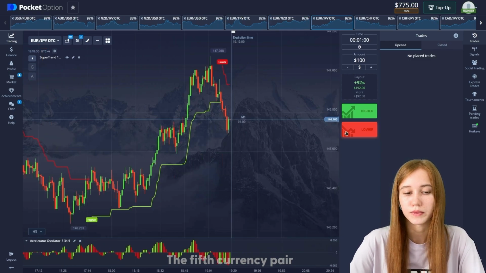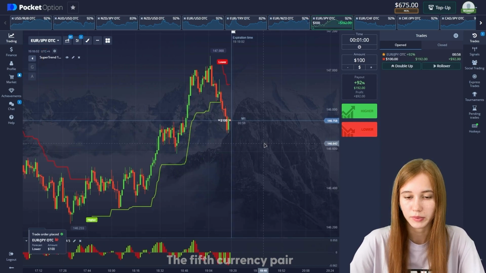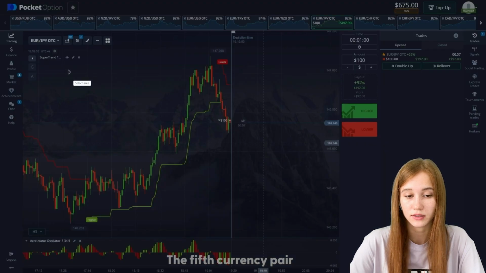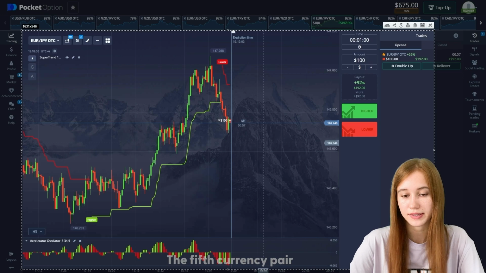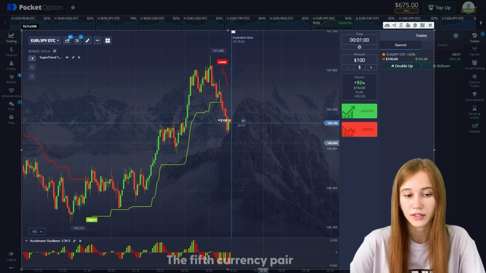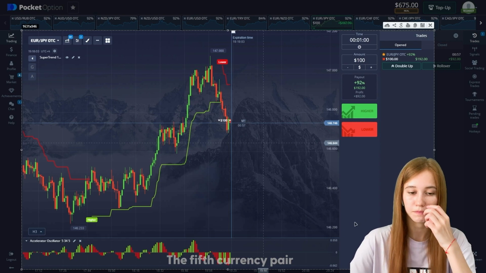Now we have moved on to the next currency pair. We open up and begin technical analysis. First, the oscillator doesn't really show us anything, as it shows large charts. We don't have a clear trend. We look at the super trend. It shows a downward trend.